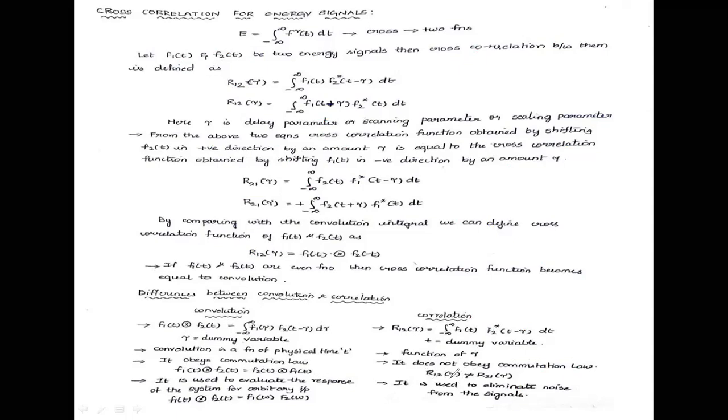And when R12 of tau is not equal to R21 of tau, convolution is used to evaluate the response of the system for an arbitrary signal: f1 of t with the convolution of f2 of t, and in frequency it is a product. The correlation is used to eliminate the noise from the signals. Convolution is used to evaluate the response of the system for an arbitrary input, and the correlation function is used to eliminate the noise from the signals.